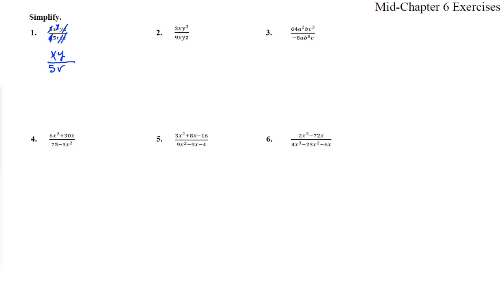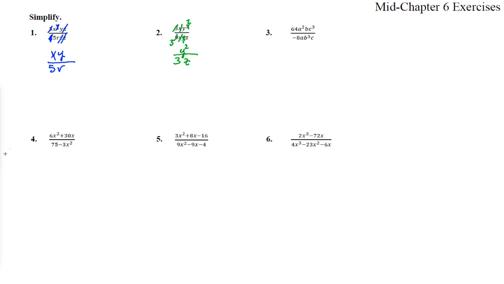Okay, good. Number 2. 3 over 9 is a 1 over a 3. Right, that'll do that guy. X cancels. Y cubed over y. One of those guys will cancel with that guy, so we get y squared, and a z stays on the bottom. That doesn't cancel with anything.